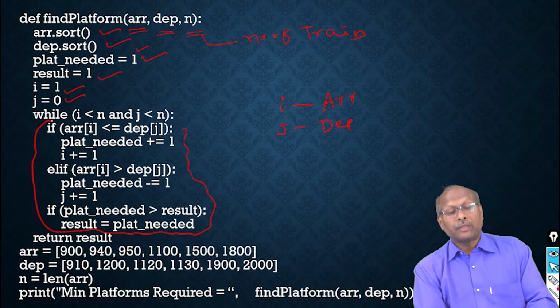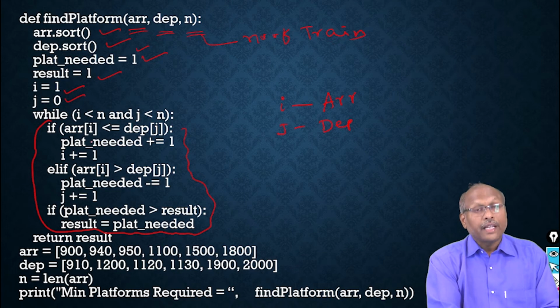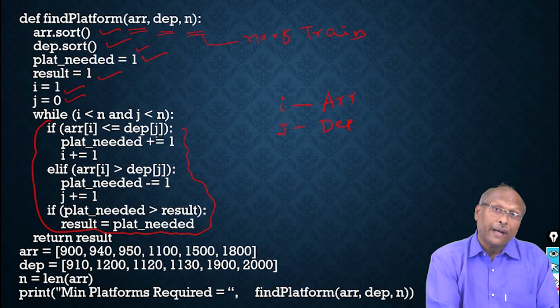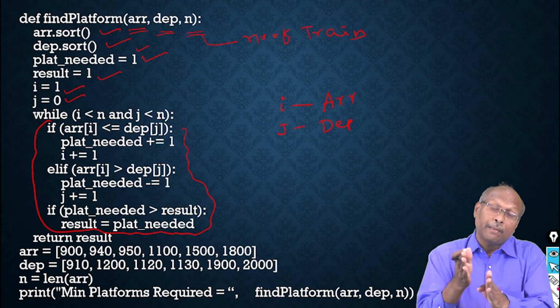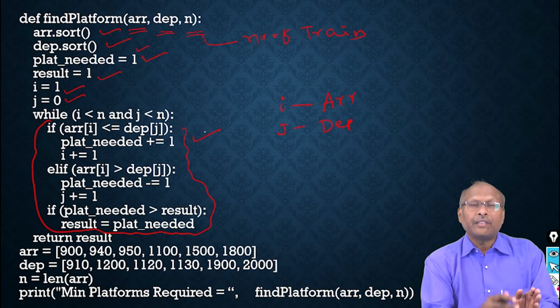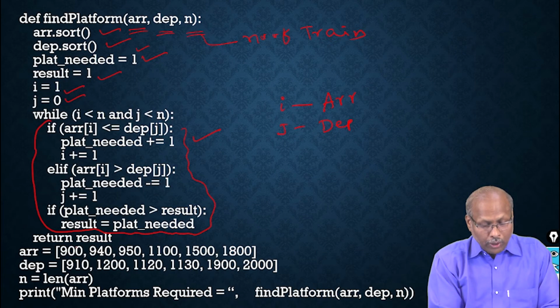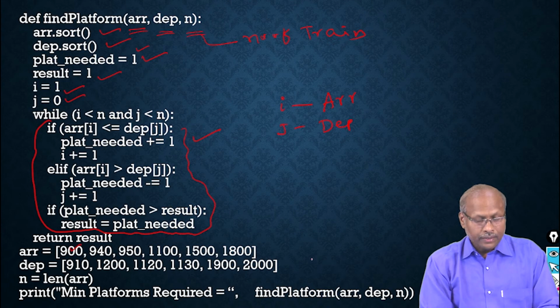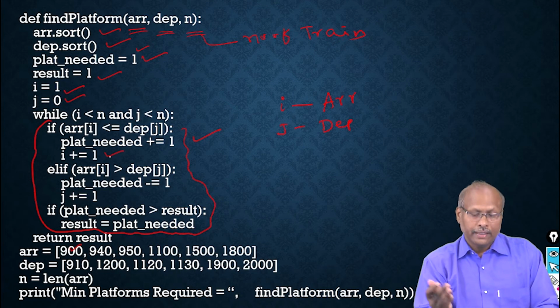With this concept, what am I checking? The ith train's arrival time, with i initially 1, because the 0th train's arrival time I have already counted. So 1st train's arrival I am comparing with 0th train's departure. If this value is less, that means the 0th train has not departed, it is still in the station. So if one more train is coming early, then the platform needed is incremented. Times are given in this way, for example 9 o'clock. If this value is less, then I increment my platform needed, and I also increment i, the arrival time index.